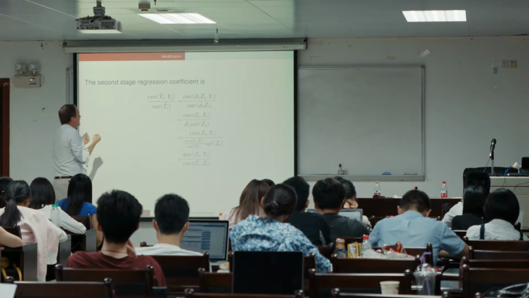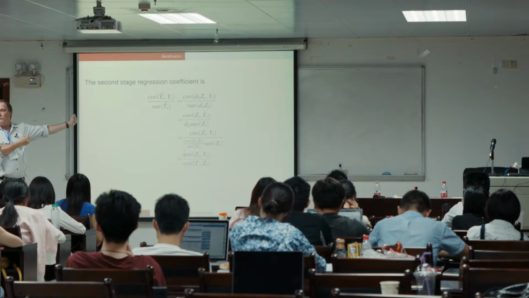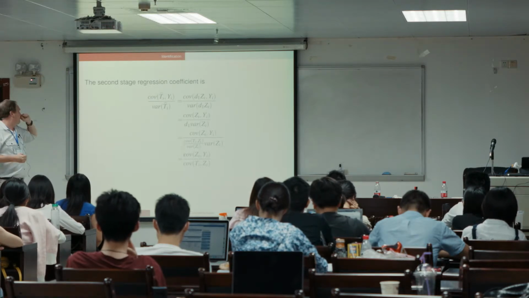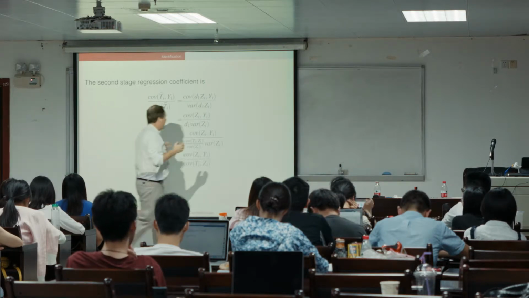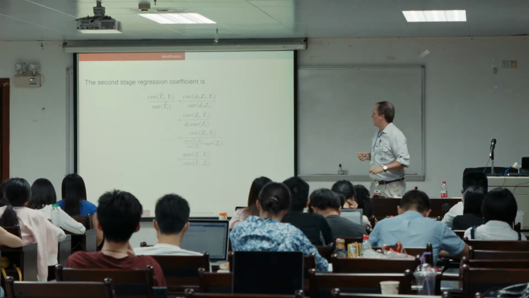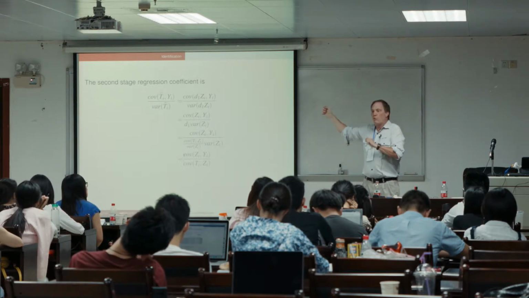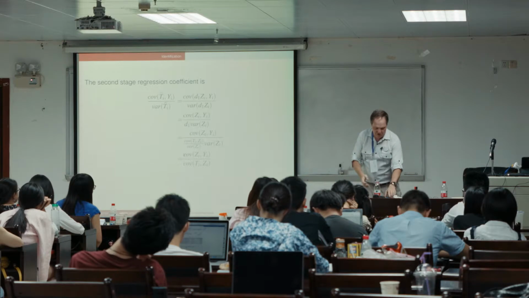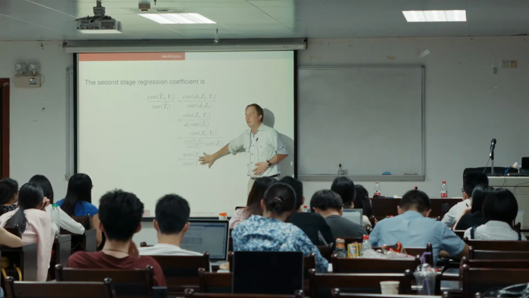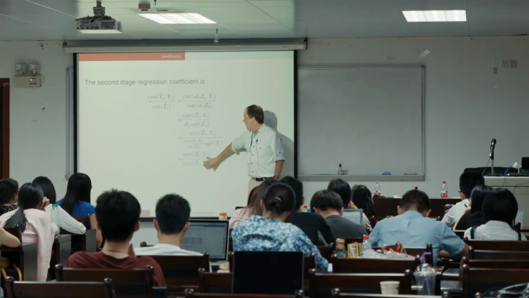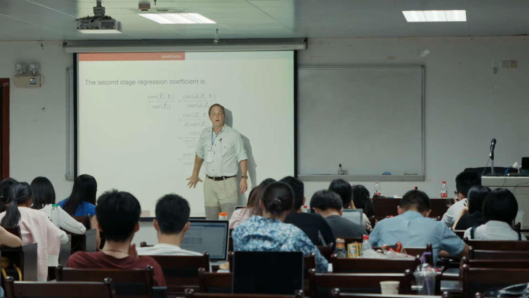I'm a GMM kind of guy. To me, it's much easier to think about IV in terms of GMM. Different people interpret two-stage least squares differently. To me, two-stage least squares, as you've seen here, is a way of implementing GMM. What we know is that this thing is a consistent estimate of alpha.